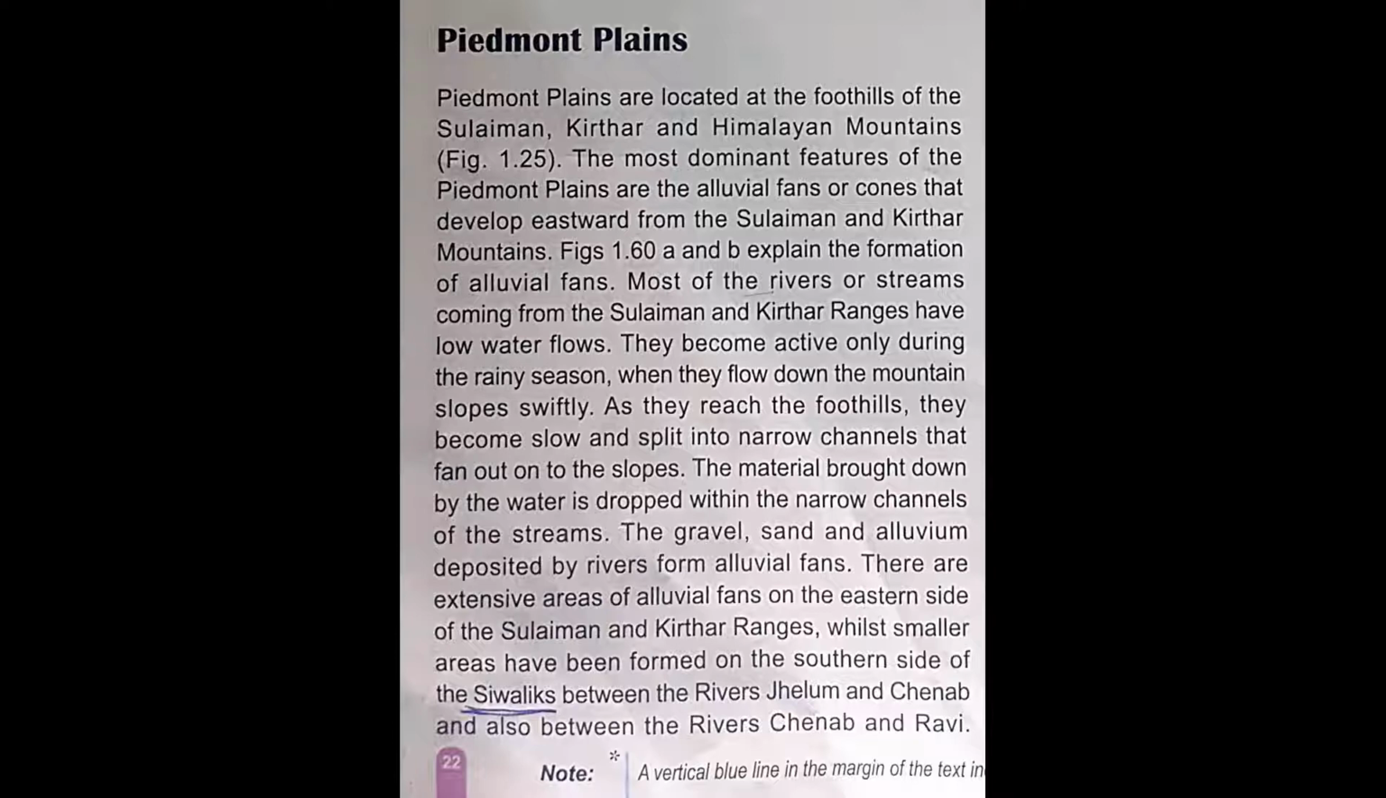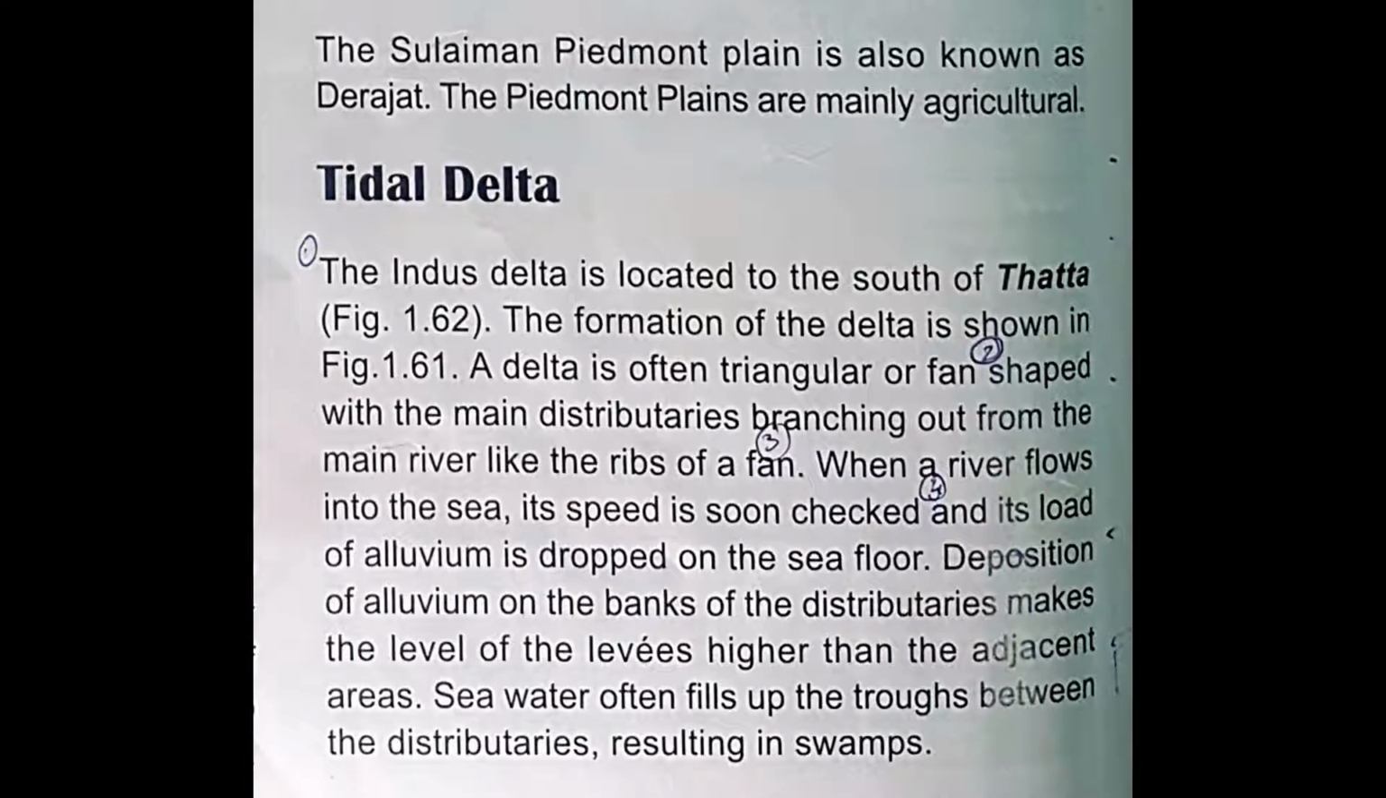There are extensive areas of alluvial fans on the eastern side of the Suleiman and Kirthar ranges, whilst smaller areas have been formed on the southern side of the Siwaliks between the rivers Jhelum and Chenab, and also between the rivers Chenab and Ravi. The Suleiman Piedmont Plain is also known as Derajat. The Piedmont Plains are mainly agricultural.